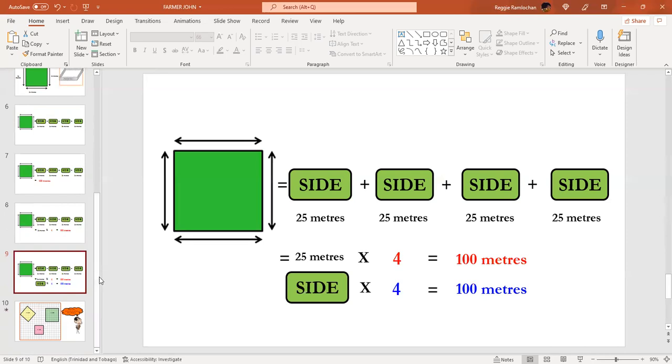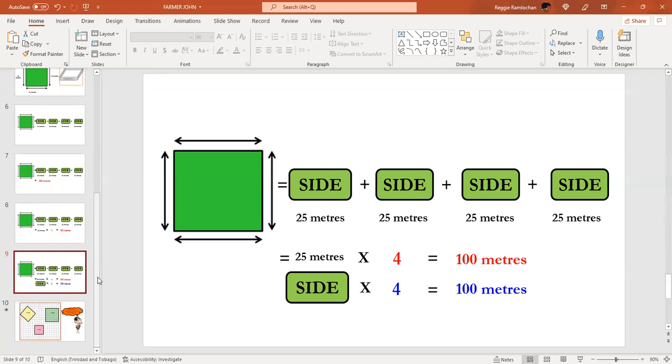Oh. Miss, so even if we don't know the measurement of the side, we could just say side by 4 for the square. Yes, exactly. Side by 4 for the square.